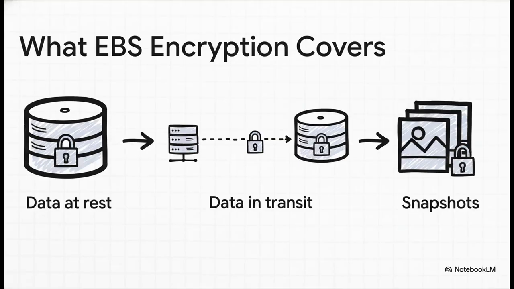This is just fantastic. When you tick that little encrypt box on an EBS volume, AWS takes care of everything. I mean, everything. The data is encrypted while it's sitting on the disk, it's encrypted while it's flying across the network to your server, and any snapshot you create is automatically encrypted too. It is end-to-end security with practically zero performance hit.